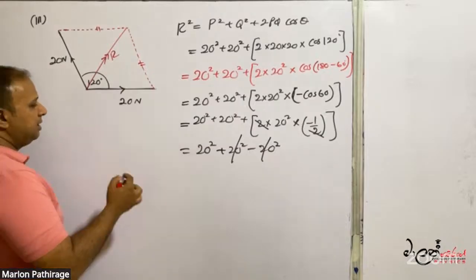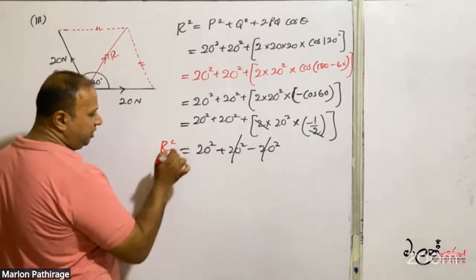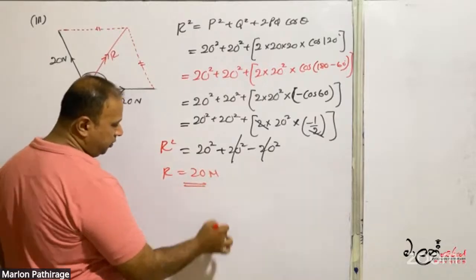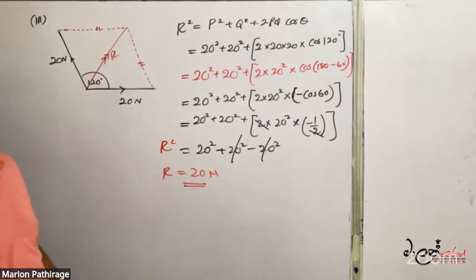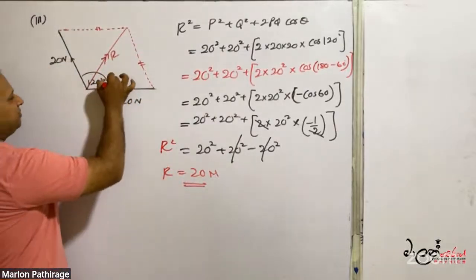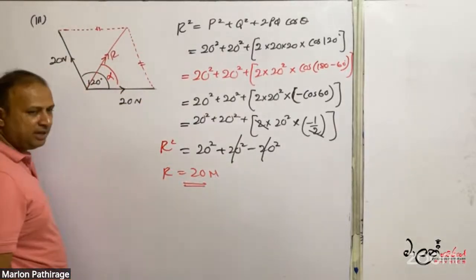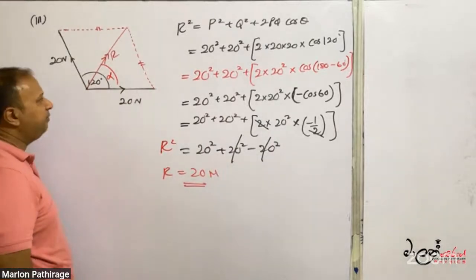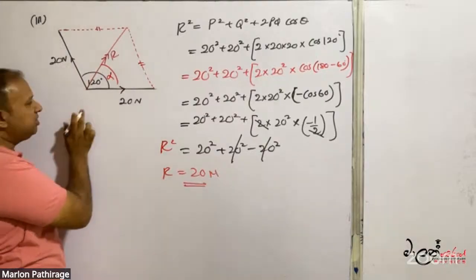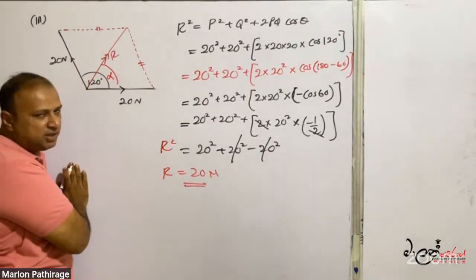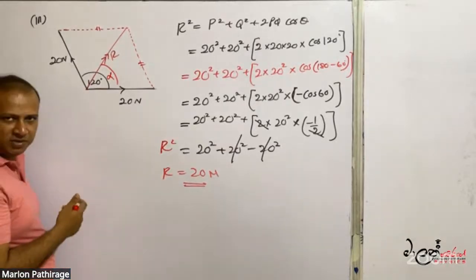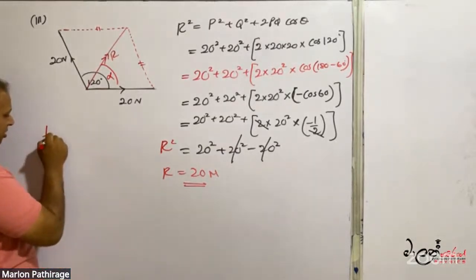That means R square is equal to 20 square. That means R is equal to 20 Newton. Okay. So now it is very easy to determine the angle alpha, because this is a rhombus. Therefore, this should be a bisector to this angle. Therefore, alpha should be 60. But we can determine that thing using equations.